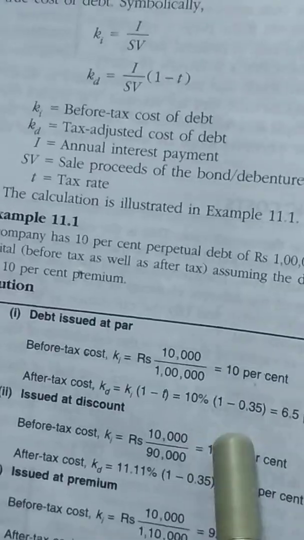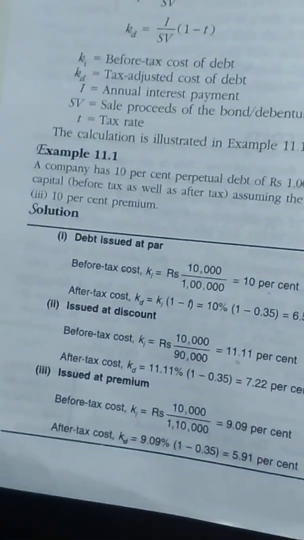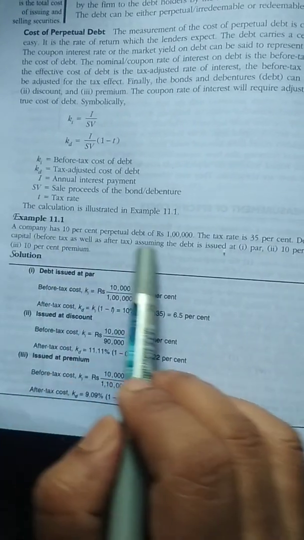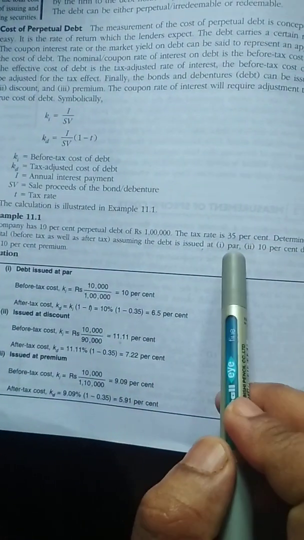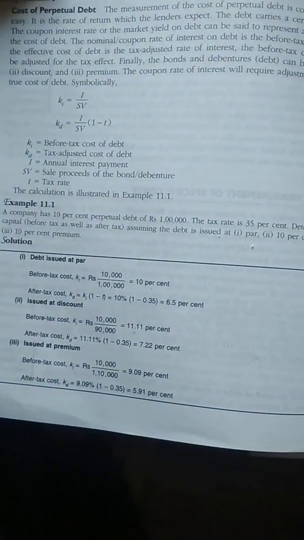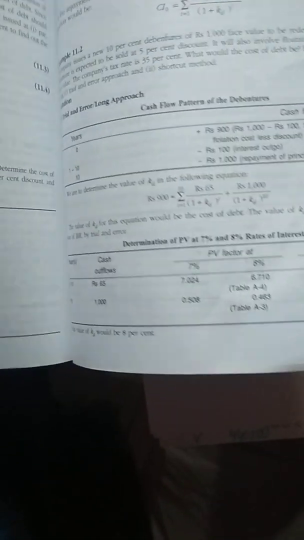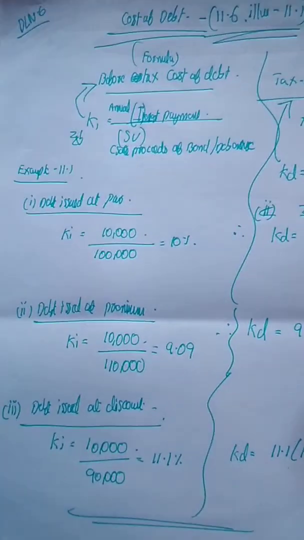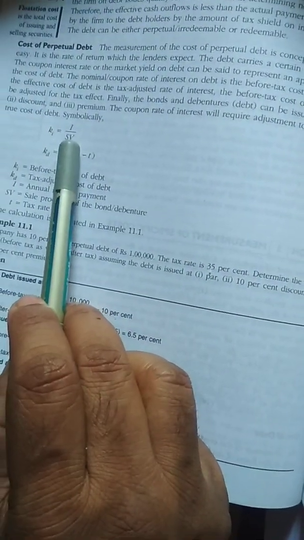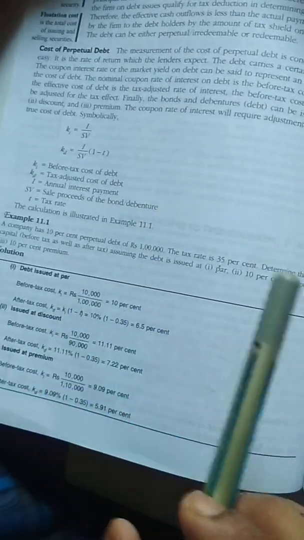Let us see how this problem is done. A company has 10% perpetual debt. The tax rate is 35%. Determine the cost of capital, that is cost of debt, assuming the debt is issued at par, at discount or at premium. Like preference shares, the debentures could be issued at par, at premium or at discount. So what information is given? We want to know about interest, the sale value, and the tax percentage. Everything is given.